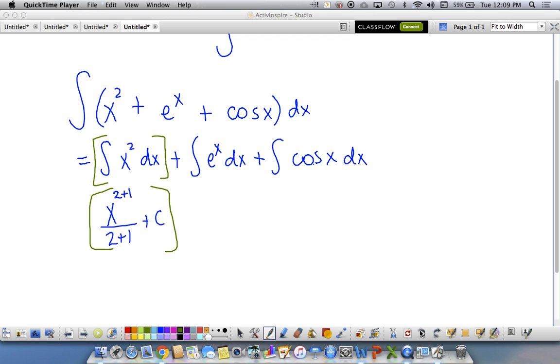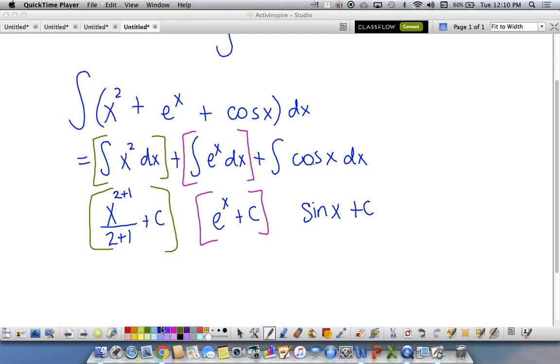Oh, I changed colors. Let me go back to blue. What's the integral of e to the x dx? Are we adding the one and dividing by it? No, it's the same thing as your derivative. The integral of e to the x is simply e to the x. This time we just have a plus c. That is the integral of this piece. And last, it's the integral of cosine x, whose derivative is cosine x, and we know that is sine x plus c.